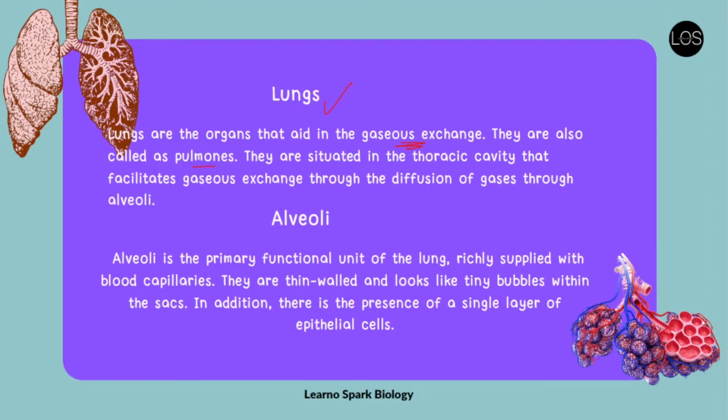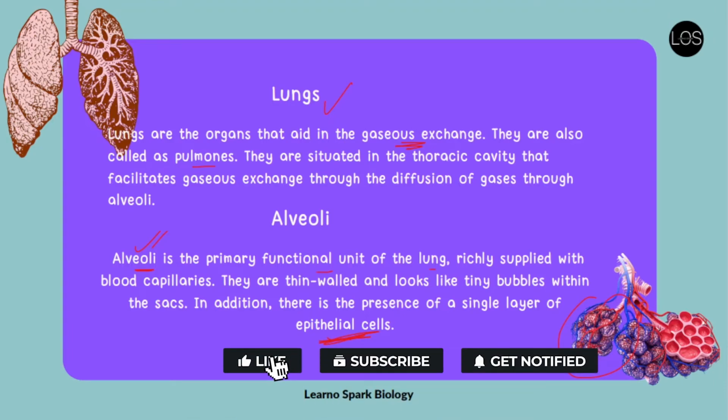Here, alveoli play a very important role because alveoli is the site of exchange of gases in case of human respiratory system. This is the primary functional unit of lungs, which is richly supplied with blood capillaries. They are very thin-walled and they have this bubble-like structure. These alveoli are made up of a single layer of epithelial cells to enable easy diffusion.